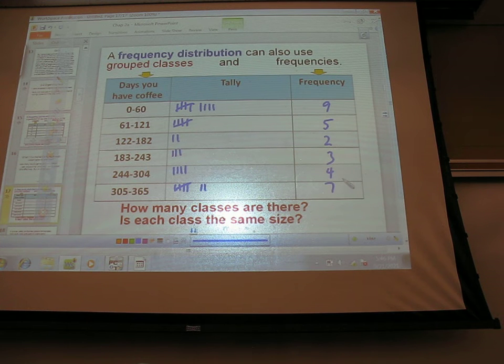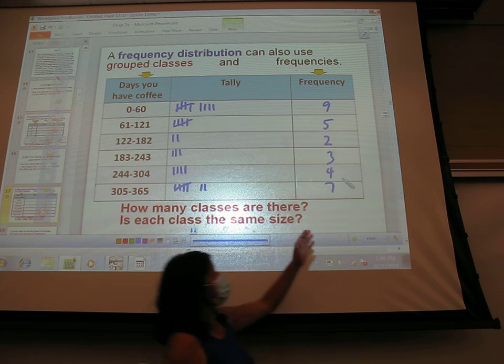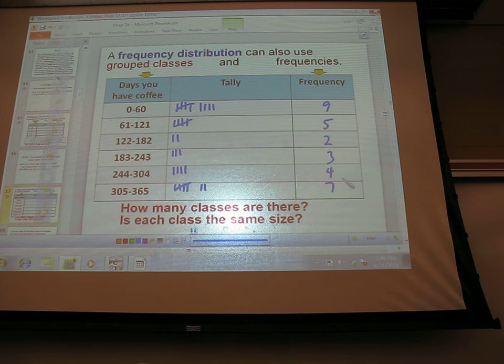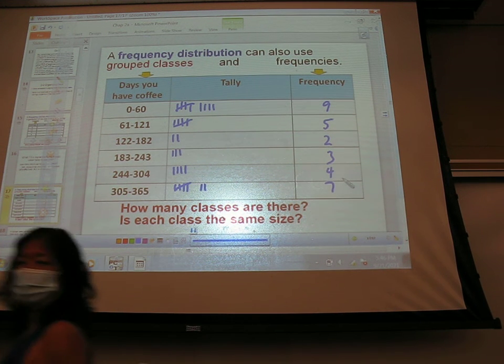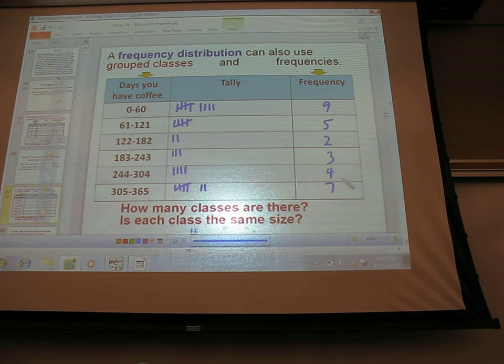Good. Nice. Great. So now let's ask you a couple questions. One, how many classes are there now? How many classes are there in this situation? 6. Good. 6 classes. Is each class the same size? Talk to your neighbors about it. 15 seconds to talk about it.